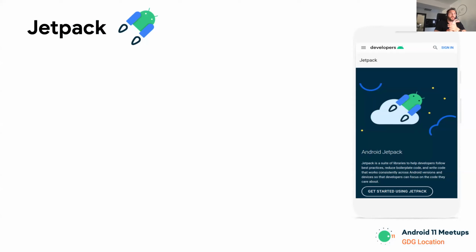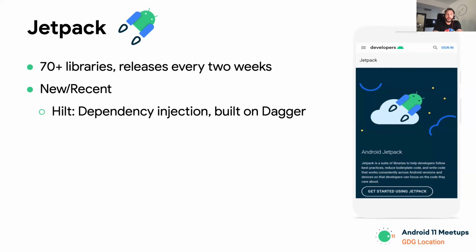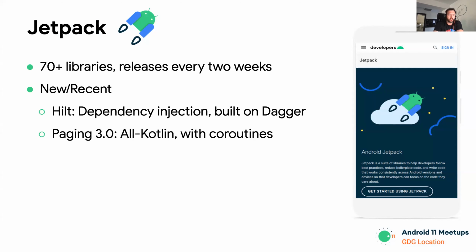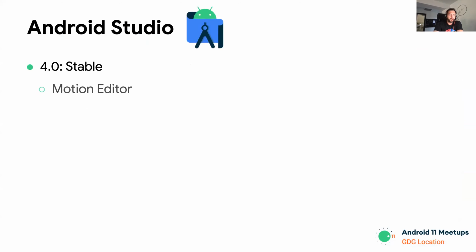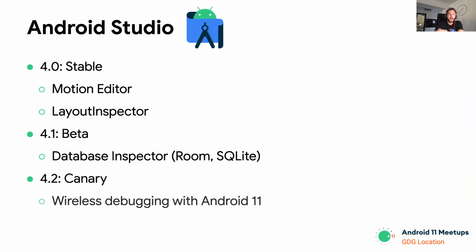On the non-platform side, we have a lot of changes in Jetpack. As you know, very often releases. We have Hilt. We'll actually have a presentation right after this one. This is a new Paging 3.0 version, CameraX, and many more systems coming up. And as you know, Android Studio has been evolving quite a lot. Android Studio 4.0 is out already, 4.1 is in beta, and it comes with database inspection for Room and SQLite. And in 4.2 is where we actually get the wireless debugging and support for Jetpack Compose.